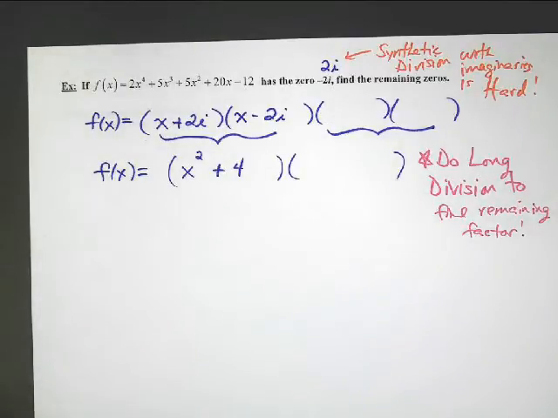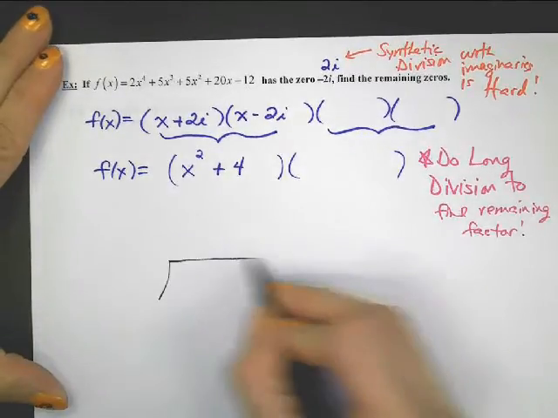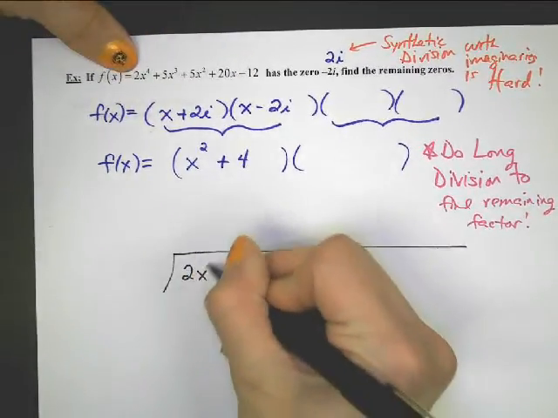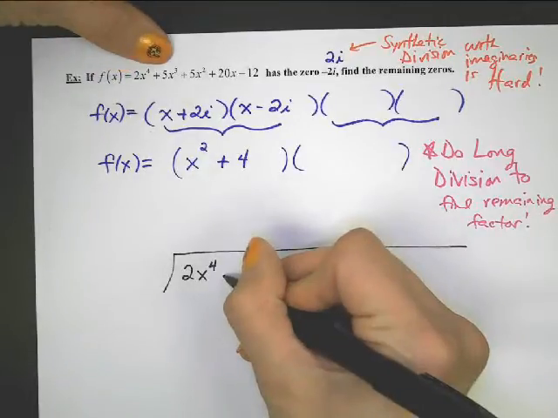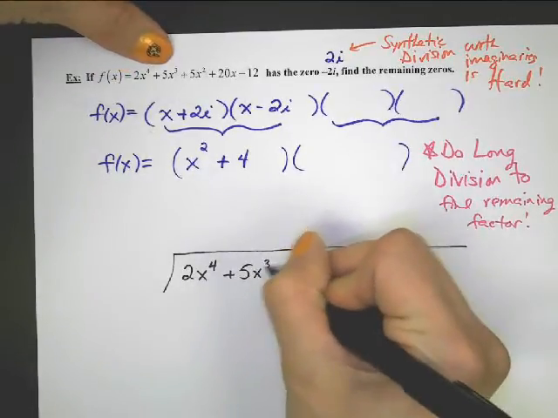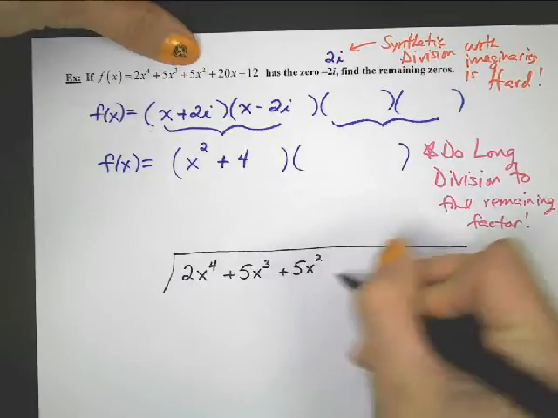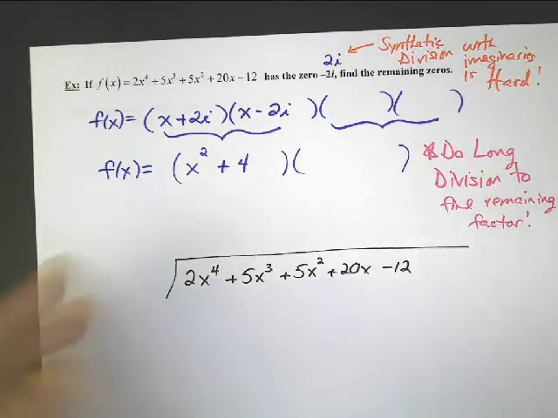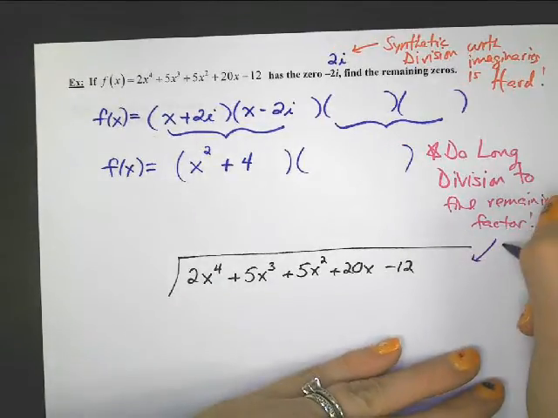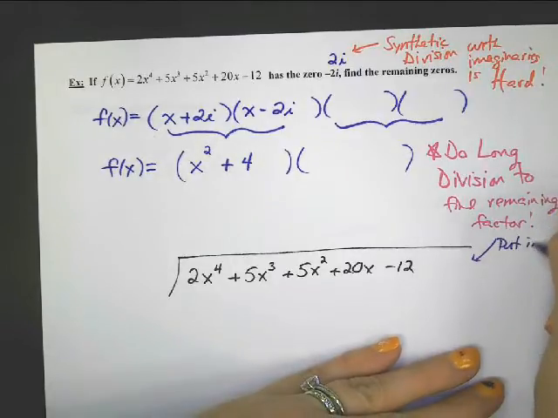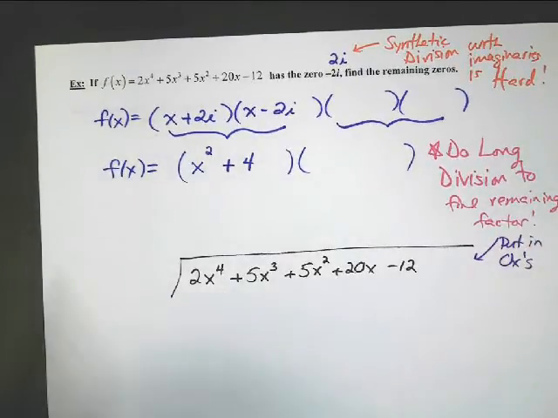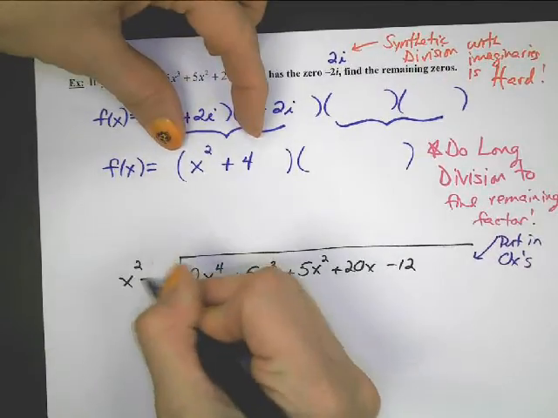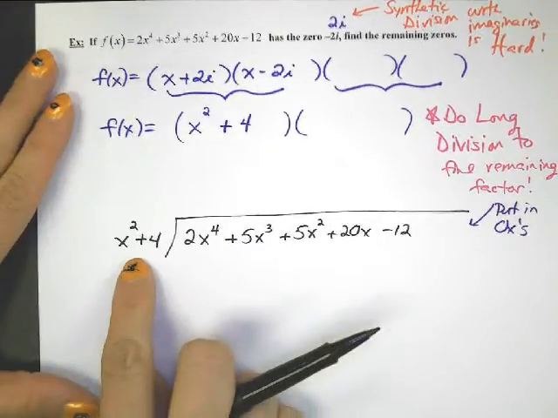Now it's been a while since we did long division, so I'm going to walk you through the steps. First of all, you put f of x in the divide box, and don't forget your placeholders. After the fourth comes the third powers. Okay, great. Plus 5x squared plus 20x minus 12. Put in placeholders if you need them. This one did not need them. We're going to divide by x squared plus 4. You don't have to put placeholders in the divisor.